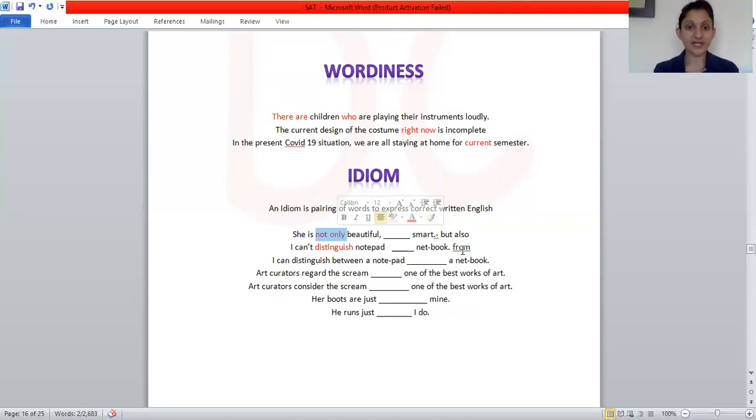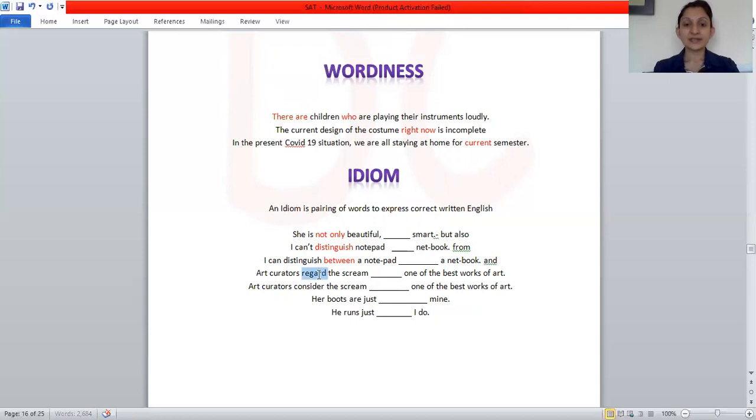But look at the next sentence. I have the word distinguish here, but after distinguish, I have between. I can distinguish between a notepad. Now, because you have between, you'll have to change this from and you'll have to write and, because between goes with and. And here I'm not distinguishing only, I'm saying two things between. So and is to be used.